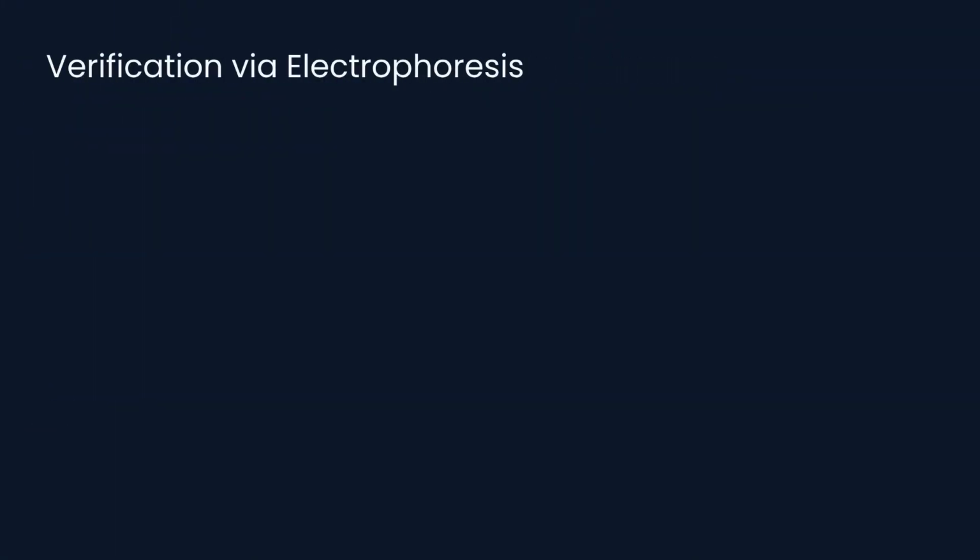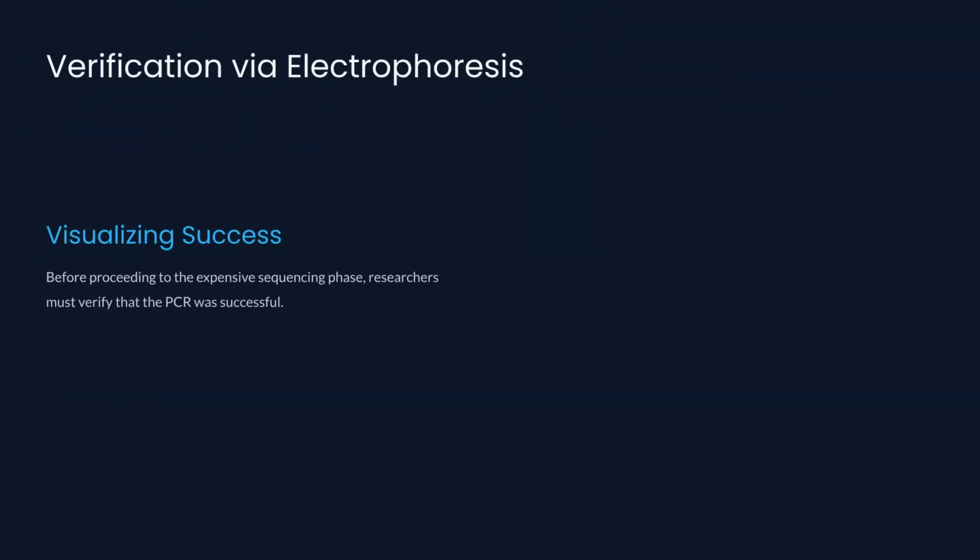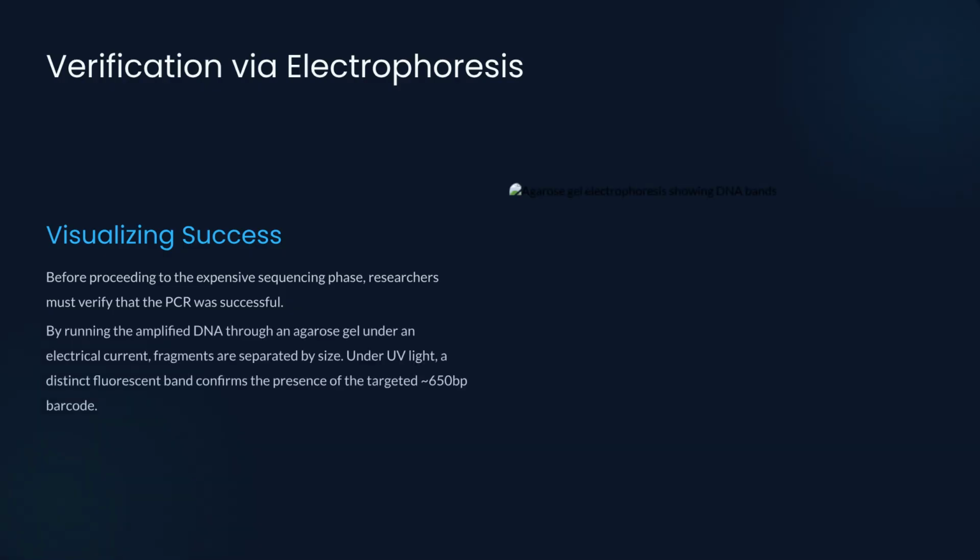Before sequencing, PCR success is verified by electrophoresis. The amplified DNA fragments are separated by size in an agarose gel under electric current. A distinct fluorescent band confirms the presence of the targeted approximately 650 BP barcode.